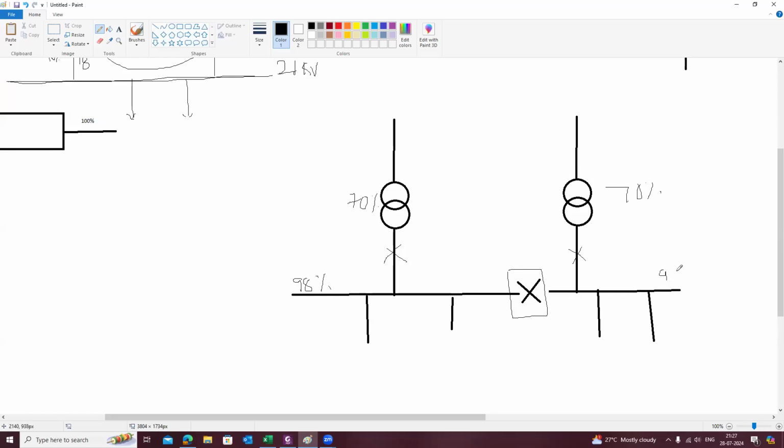And this is 98%, right? So this is the equipment loading and the branch loading as well as the power losses for one configuration, that is the normal configuration. So in the normal configuration, both the buses are fed by the individual transformers.